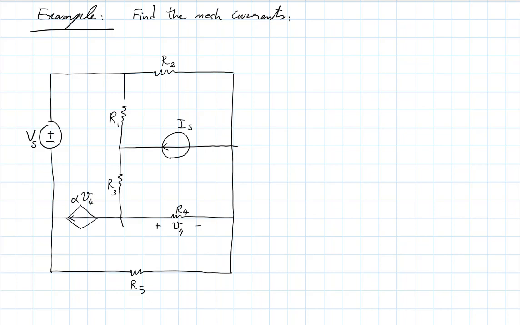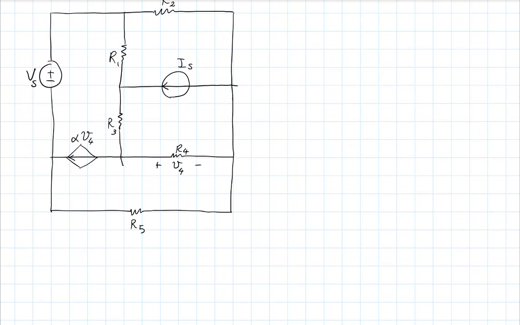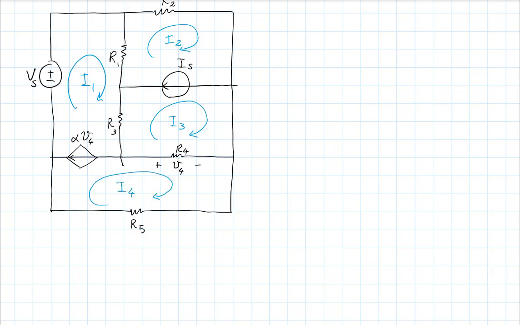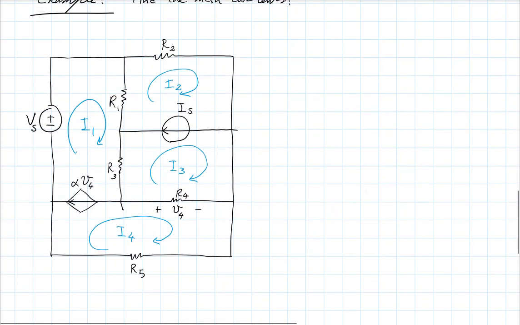So first things first, let's define some mesh currents. Now, how many meshes do I have here? 1, 2, 3, 4. These loops that are empty inside, each of those is what we call a mesh. And so I define an I1, an I2, an I3, an I4. And so these are my mesh currents.